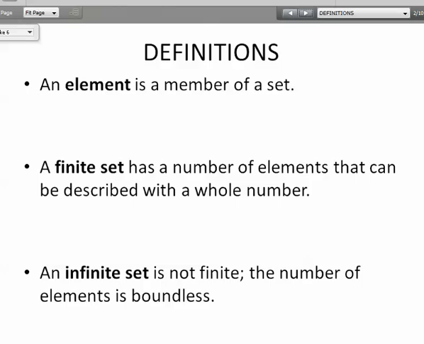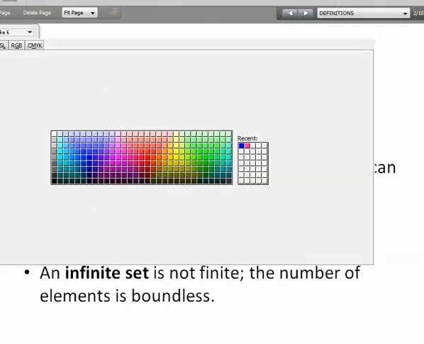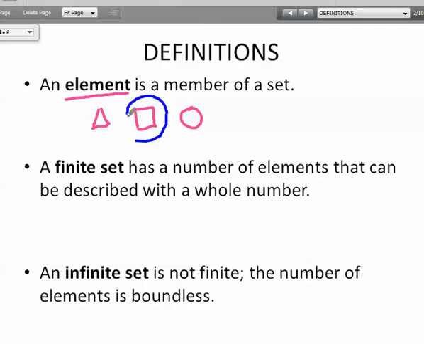So let's get started. I am going to talk to you about when we have definitions. An element is a member of a set. So let's say you have a triangle, a square, a circle. There's your set, okay? One of these guys is an element. Think of it as like one piece of the pie. The whole pie is the set, and one slice is an element.